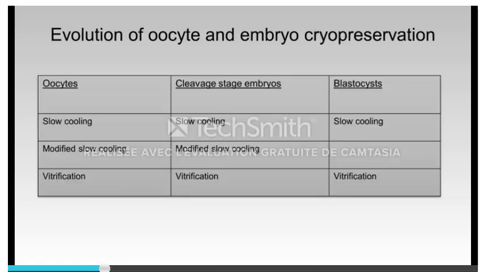Of course, the technology associated with oocyte and embryo cryopreservation has undergone evolution. We've seen oocyte freezing go from what we would call conventional slow cooling, through modifications to that approach, onto vitrification. Cleavage stage embryos have pretty much gone down the same pathway in terms of the technology applied to them. In blastocysts, we've also seen a move from slow cooling to vitrification.